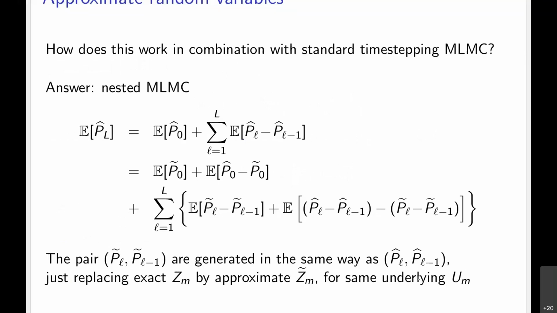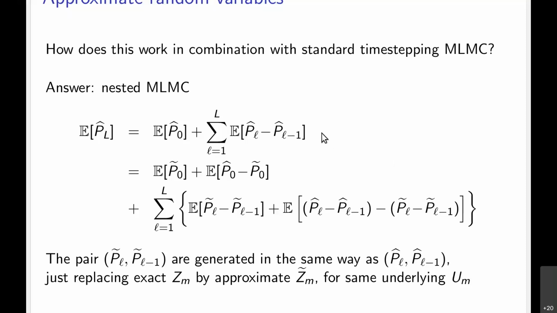Okay, well, that gives it in the setting of having a fixed number of time steps. But really what we want to do is get the best of both. We want to get benefits from doing multi-level applied to the time-stepping approximation, as well as extra benefits from using the approximate normal random variables. So how do we do that? Well, we do that by using nested multi-level.